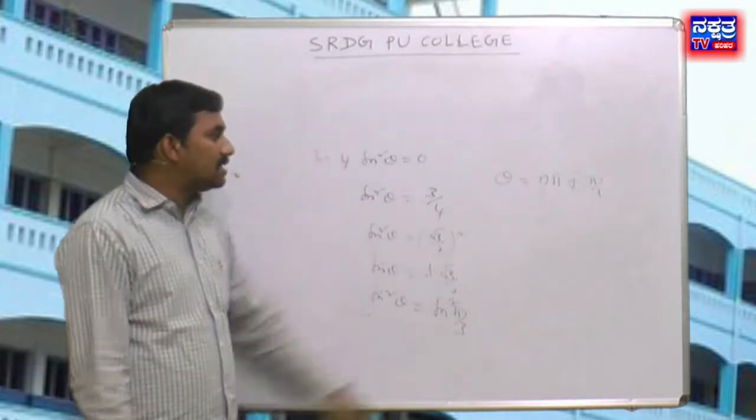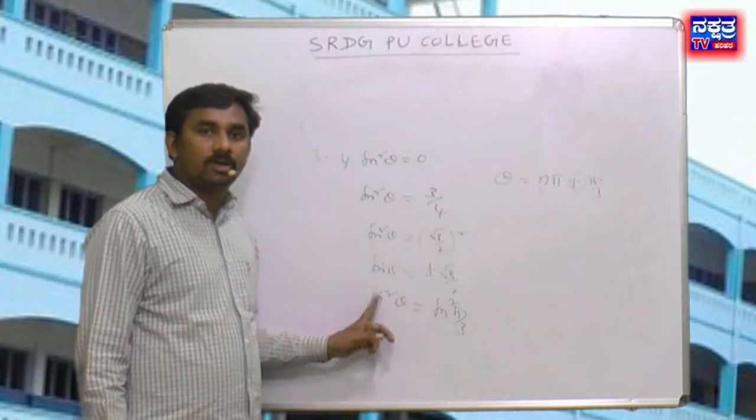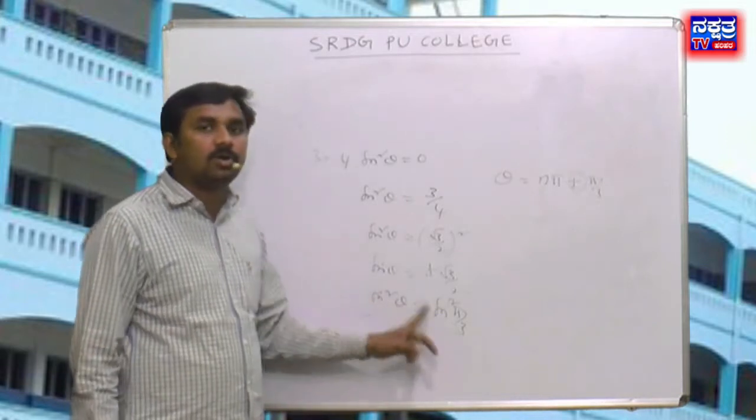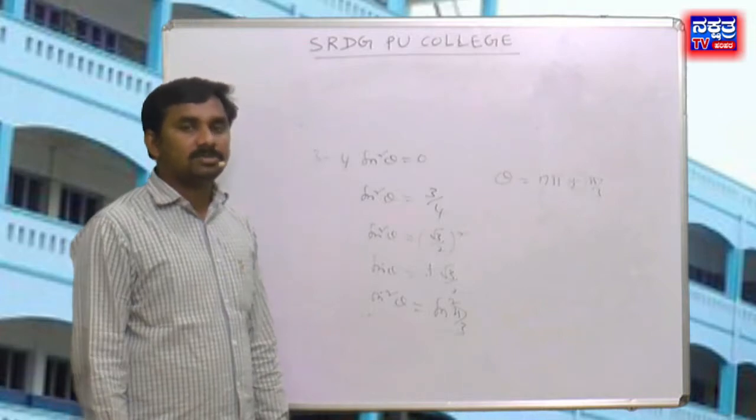Not only this one, this will exist for sin square theta equal to sin square alpha, cos square theta equal to cos square alpha, tan square theta equal to tan square alpha. For those things also it will exist. You watch the next question.